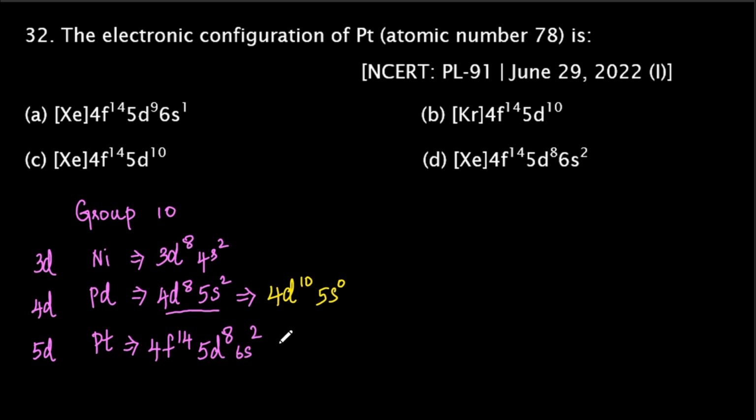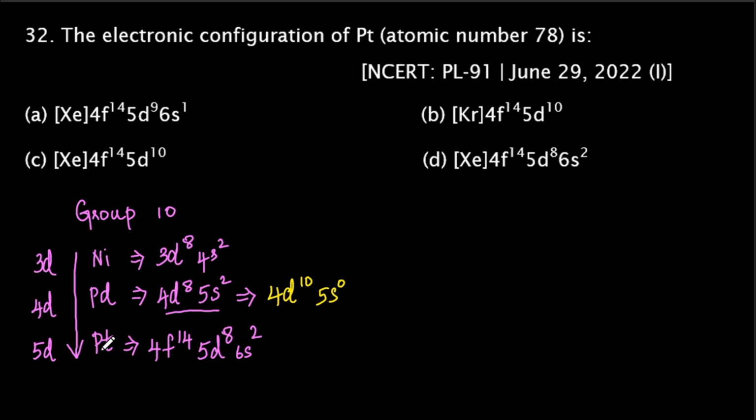Here also, due to the increased nuclear charge, you may expect that both the electrons from the 6s orbital will be promoted to the 5d orbital. But that is not happening. Only one electron from the 6s orbital is promoted to the 5d orbital. Why is only one electron promoted from the 6s orbital to the 5d orbital? Because as we go down the group, the elements become heavier and heavier. So in heavier elements, there is some relativistic effect. The relativistic effect makes the d orbital less stable and the s orbital more stable.